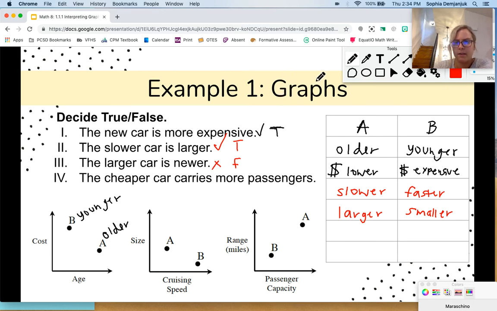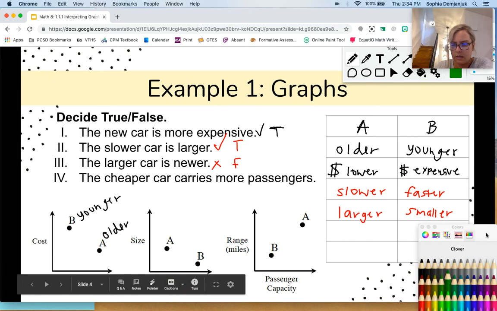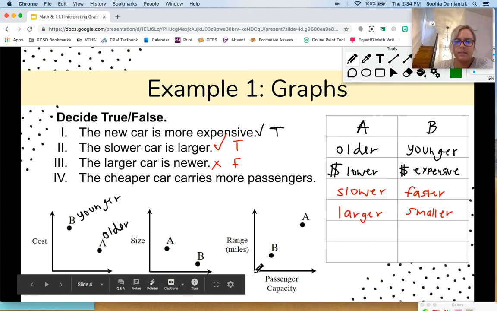And then we're going to go ahead with our last piece of graph data. First thing it tells me about is passenger capacity on the x-axis. B has a lower passenger capacity. That means it can carry fewer passengers. I'm talking about B is fewer passengers. I'm going to abbreviate fewer. A is way farther to the right. It has a bigger amount of passengers, so more capacity for passengers. It can hold more people. And then range of miles. B is lower on that axis, so it has a lower range of miles.